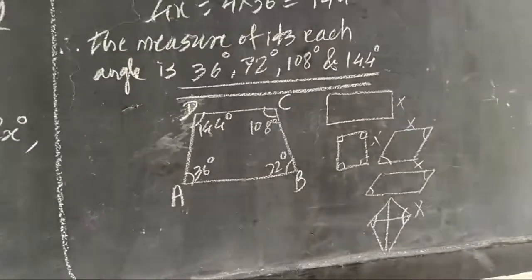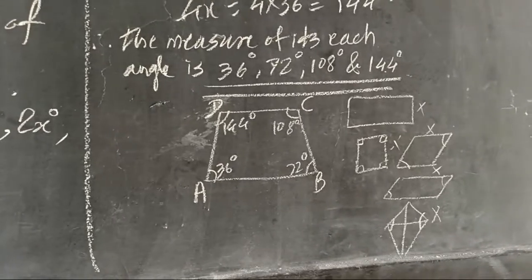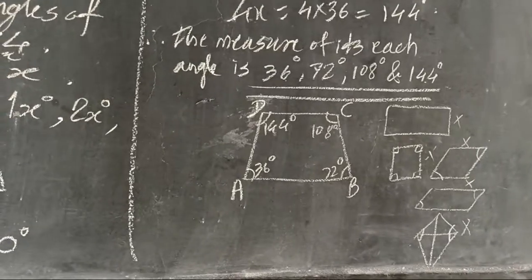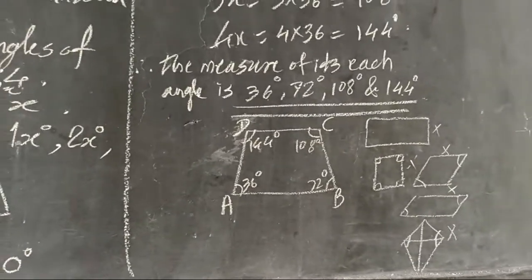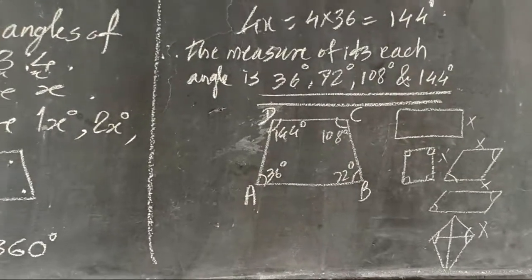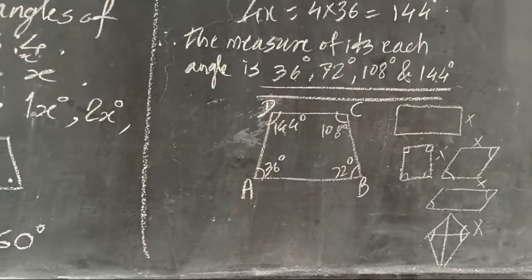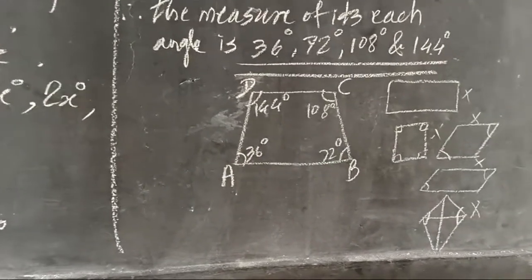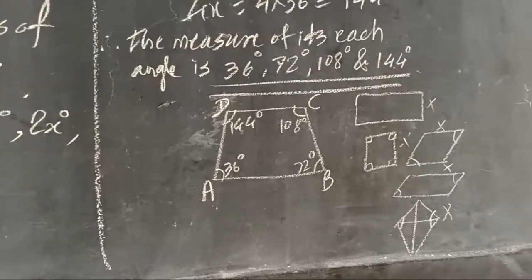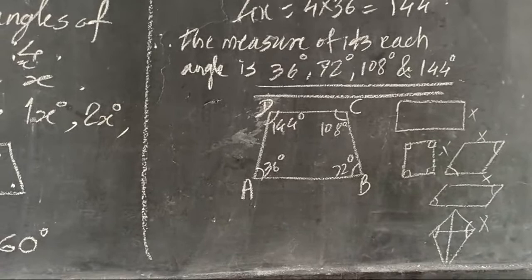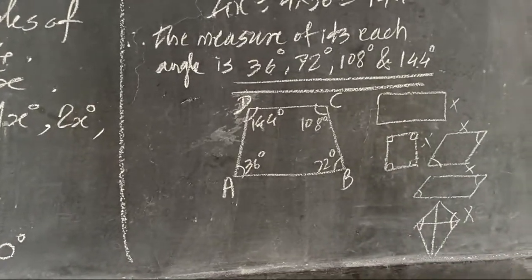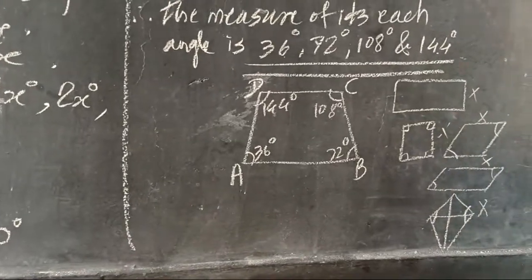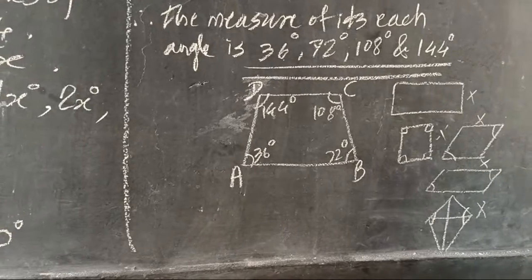When we say that any quadrilateral is a trapezium, last bench, stand up. When we say that any quadrilateral is a trapezium, stand up. Can anyone give the answer? Definition of trapezium?